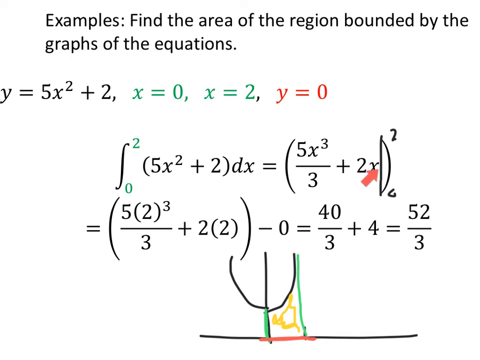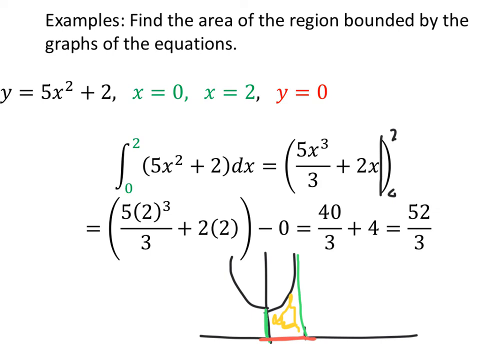So we evaluate at 2, that's 5 times 2 cubed over 3 plus 2 times 2, minus, when we evaluate at 0, both terms are 0. 2 cubed is 8, 8 times 5 is 40 over 3, plus 4. Using a common denominator of 3, 4 can be rewritten as 12 thirds. 40 thirds plus 12 thirds is 52 thirds.